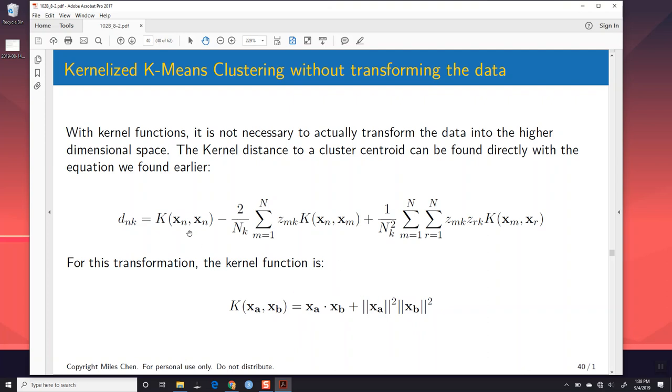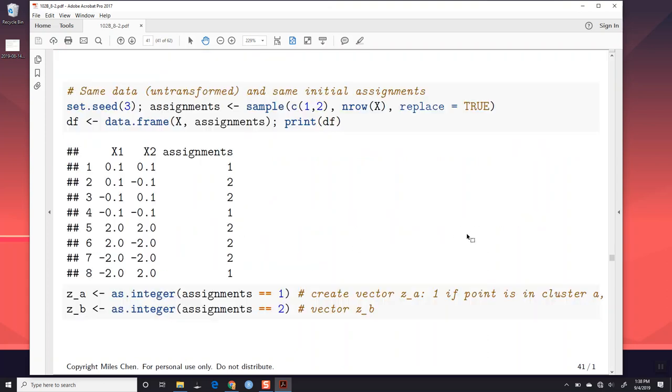And by using this kernel, I can figure out the distance from point N to the centroid of cluster K by using this thing, okay? This is a little bit of a pain to compute, okay? But this is what we have. So we start off with our data in two dimensions only along with their assignments.